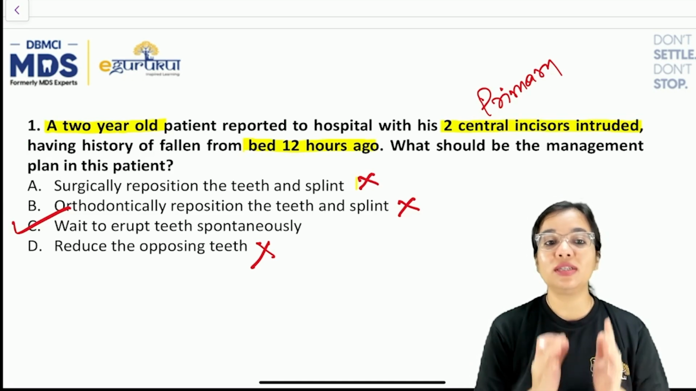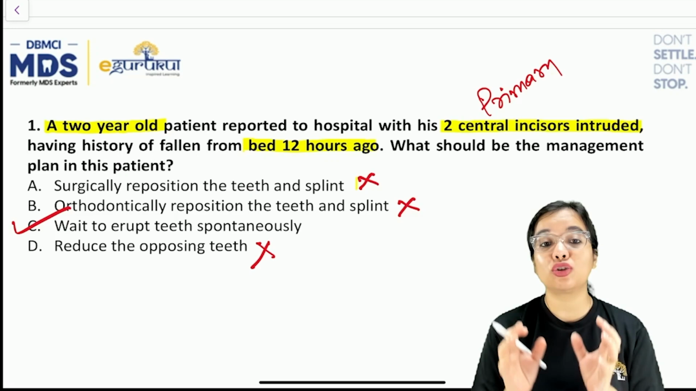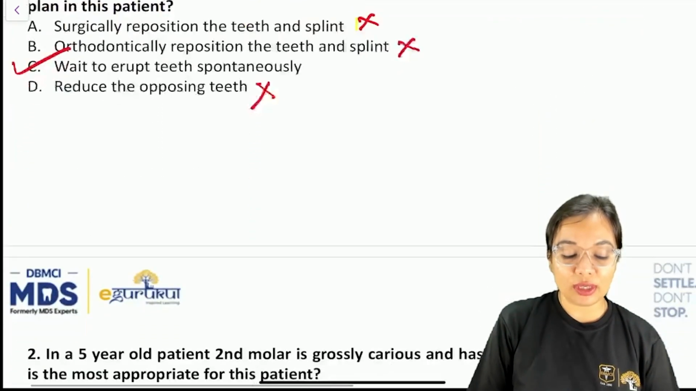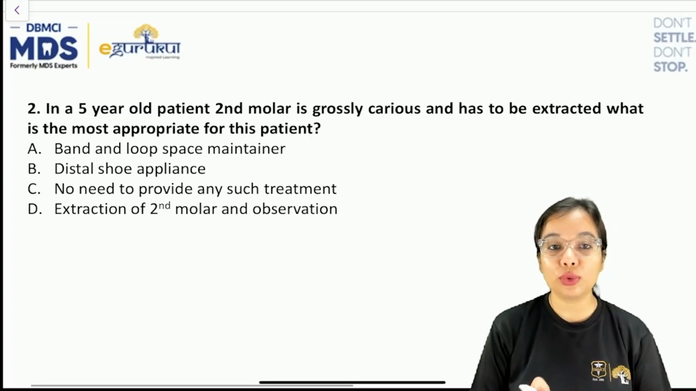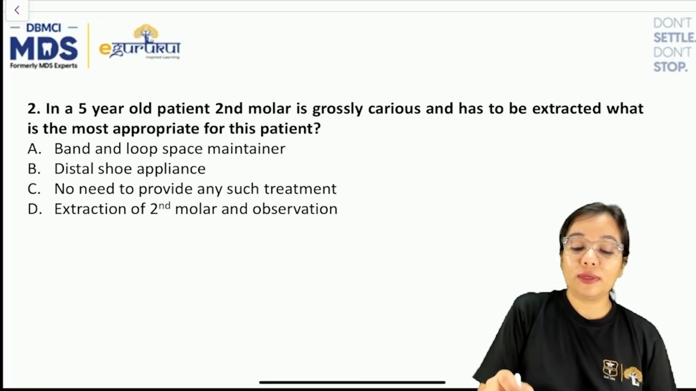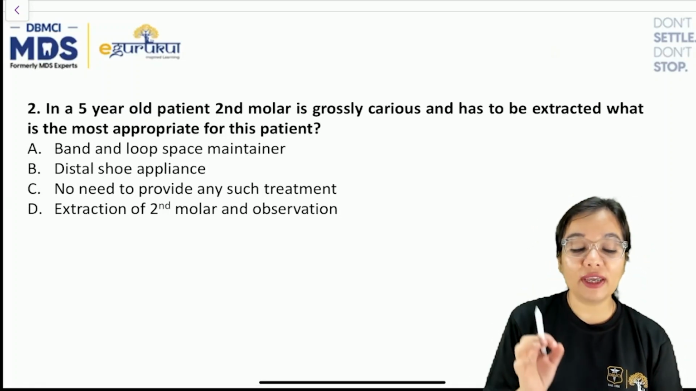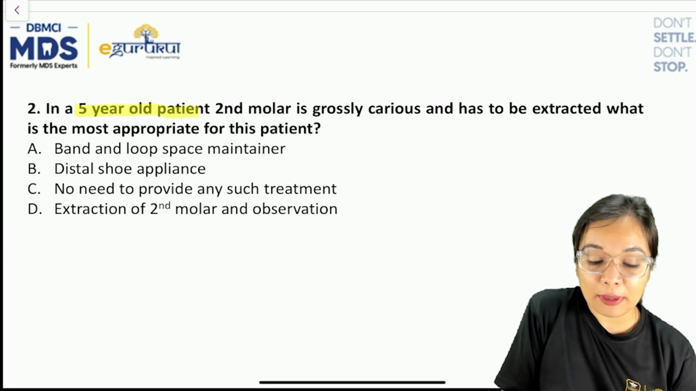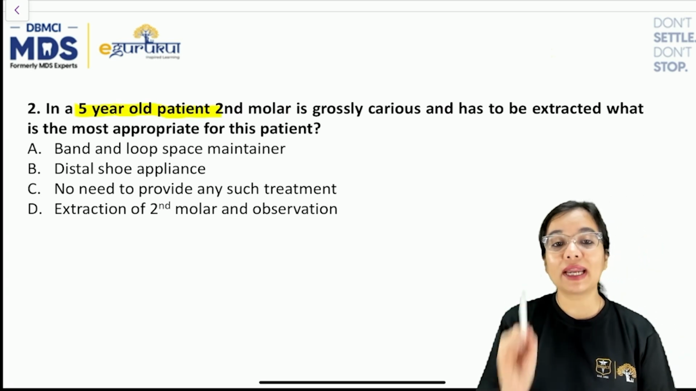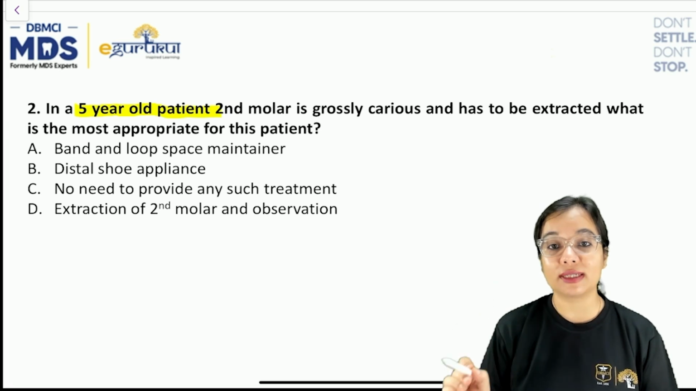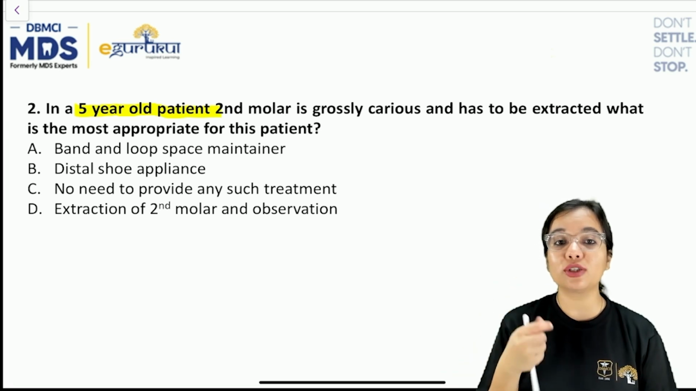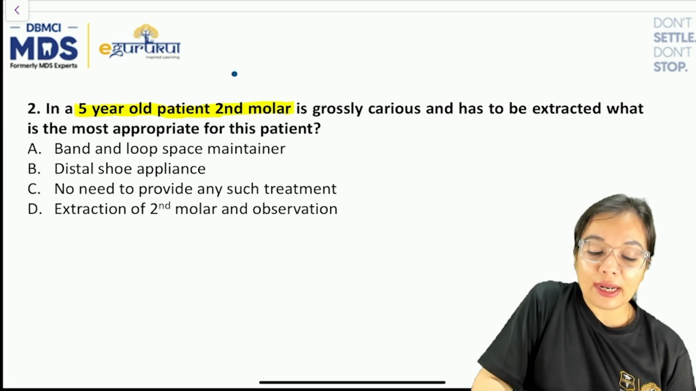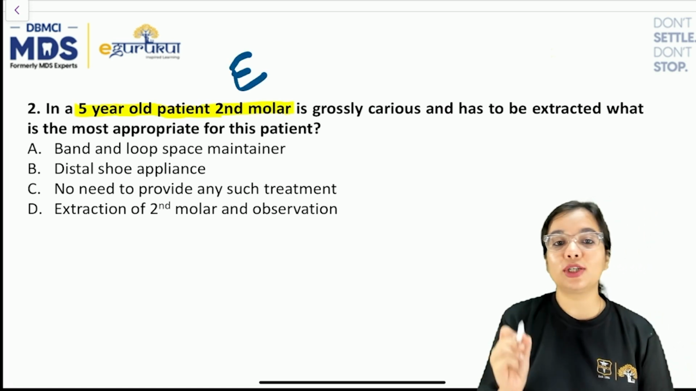So the answer here is wait for the teeth to erupt spontaneously, right? That brings us to the next question, that is question number 2. So here they've asked, in a 5-year-old patient in which a second molar is grossly carious, second molar that is denoted by the letter E. So E is grossly carious.